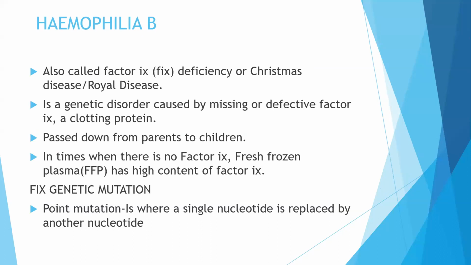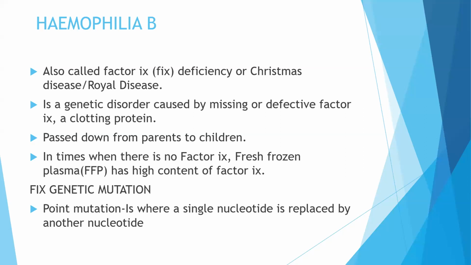Hemophilia B. It's also called factor 9 deficiency, or Christmas disease or royal disease, just as I explained why it's called Christmas and royal. It's a genetic disorder caused by missing or defective factor 9, a protein in the clotting system. It is passed down from parents to children. When there is no factor 9 in a facility, fresh frozen plasma is used to replace the factor 9 content, since FFP has a high content of factor 9.